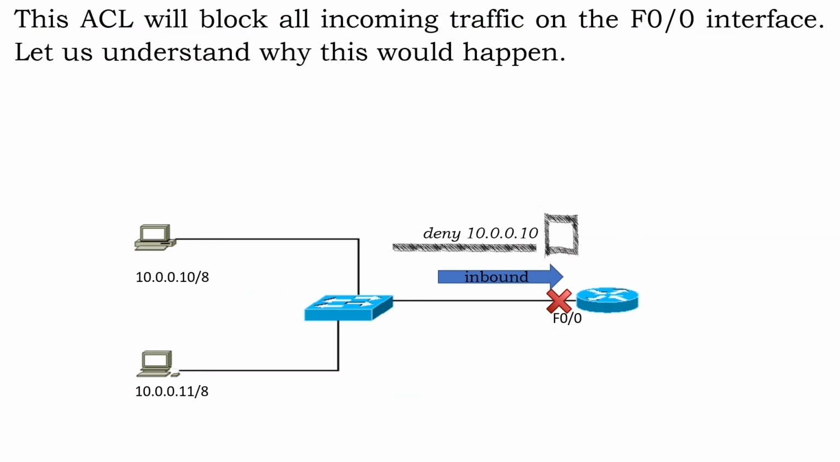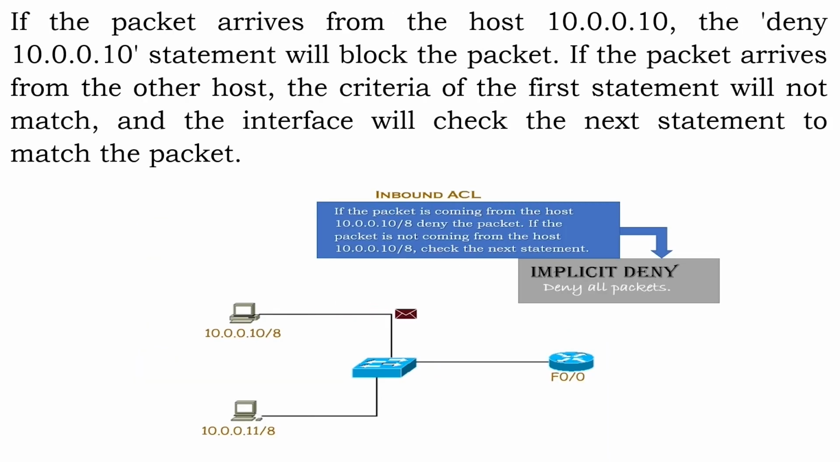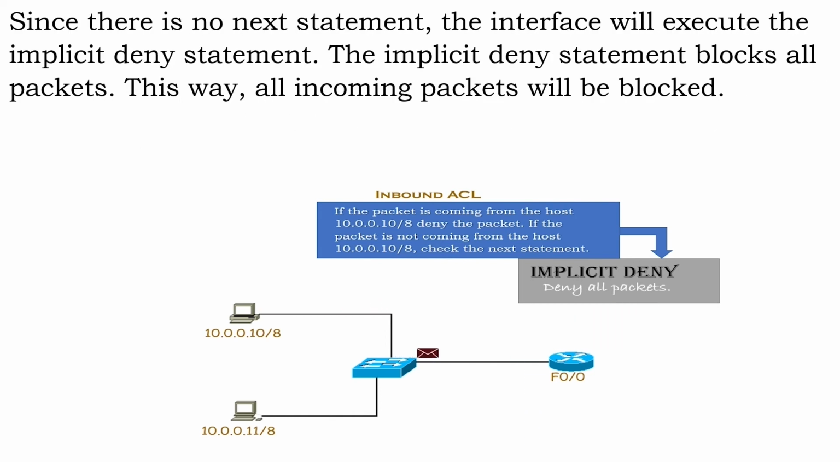This ACL will block all incoming traffic on the F0/0 interface. Let us understand why this would happen. If the packet arrives from the host 10.0.0.10, the deny statement will block the packet. If the packet arrives from the other host, the criteria of the first statement will not match, and the interface will check the next statement to match the packet. Since there is no next statement, the interface will execute the implicit deny statement. The implicit deny statement blocks all packets. This way, all incoming packets will be blocked.